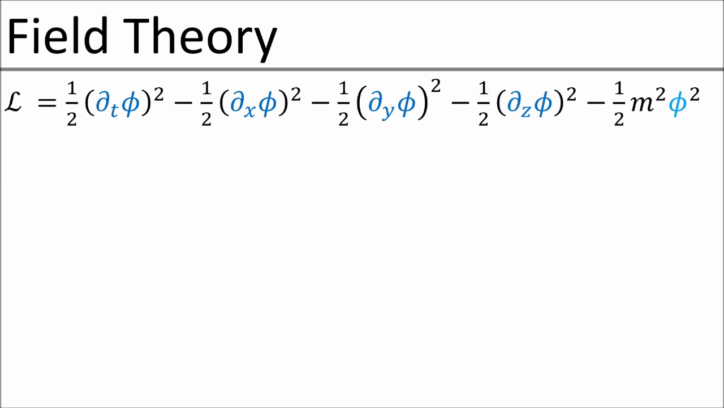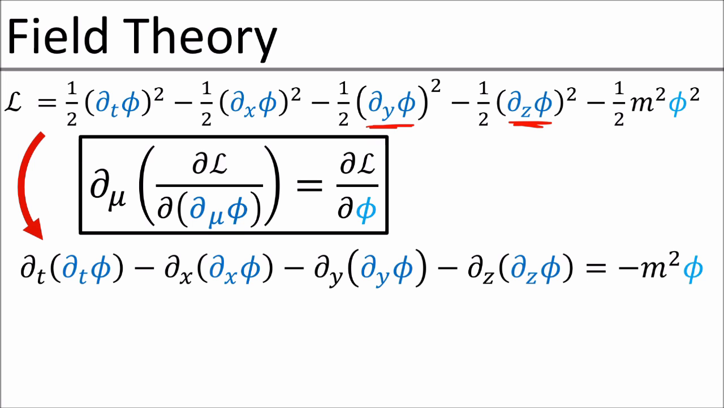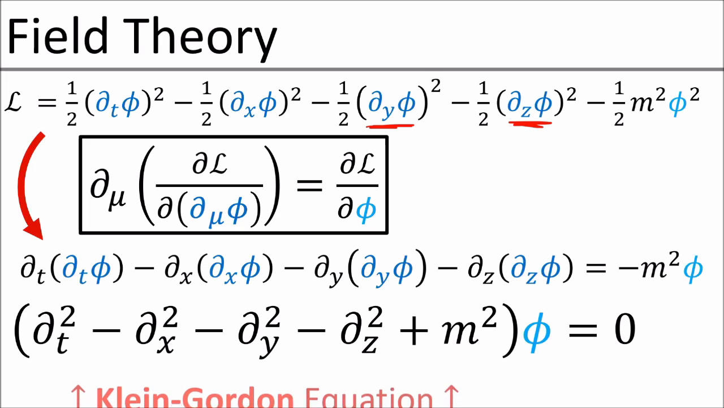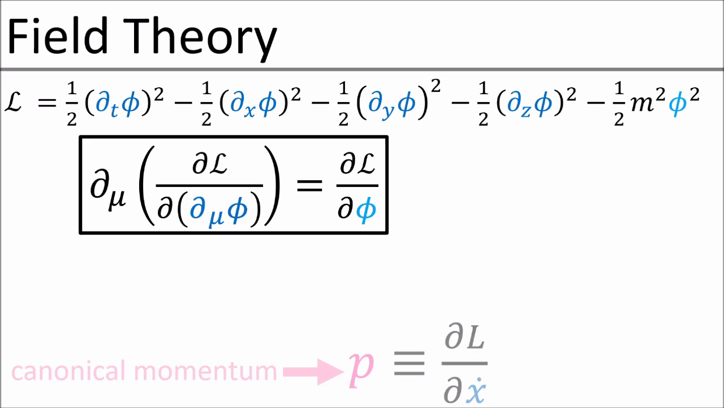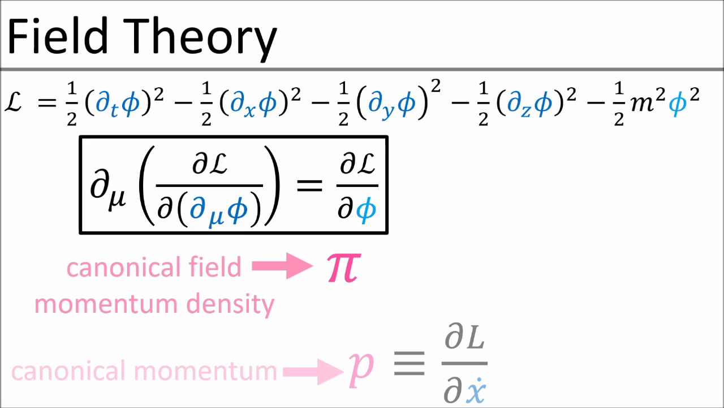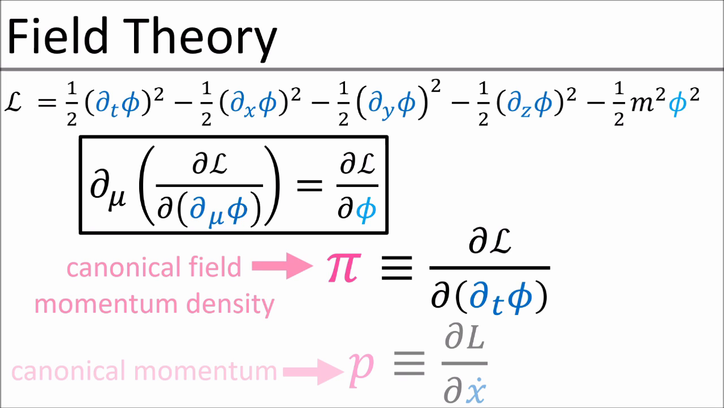If we extend our Lagrangian to a three-dimensional field with y and z directions, we get this equation of motion, which is called the Klein-Gordon equation. And just as we defined canonical momentum p for individual particles using a derivative of the Lagrangian, we can also define the canonical field momentum density pi using a derivative of the Lagrangian density. In the case of the Klein-Gordon field, the momentum density just measures how fast masses are vibrating at a specific location in space.